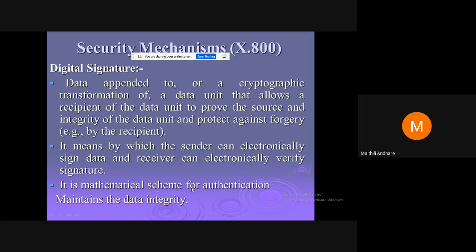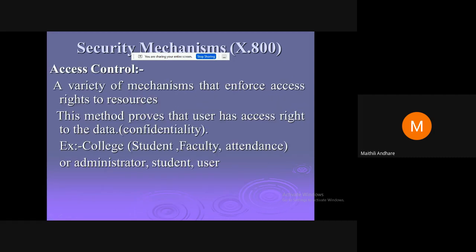So there are different mathematical schemes used for the authentication, which also maintains the data integrity. Yesterday we have seen in the data integrity, the information or message should be secure and it should not be modified. So everything is done electronically. It means the sender can electronically sign the data and the receiver can electronically verify the signature. Then the authentication is also achieved and data integrity is also achieved by using the digital signature mechanism.